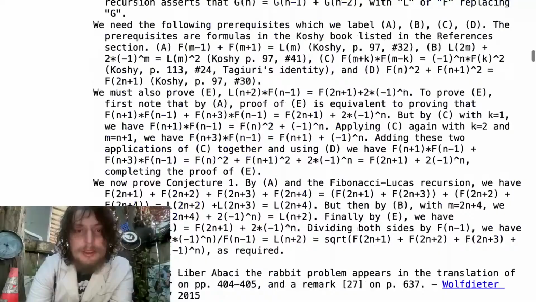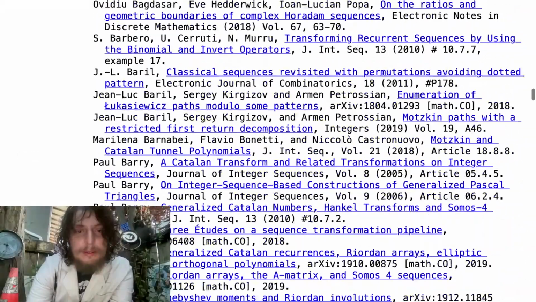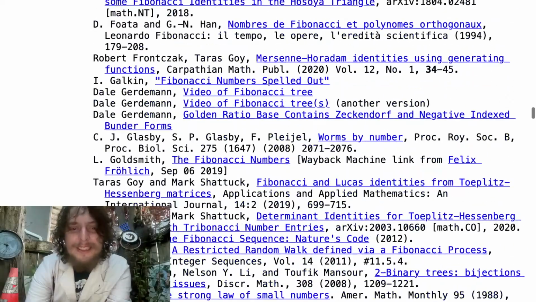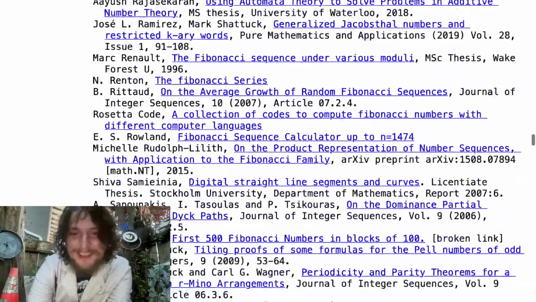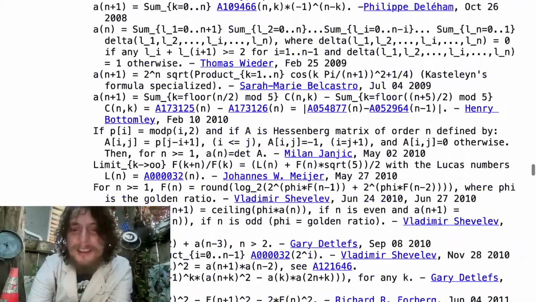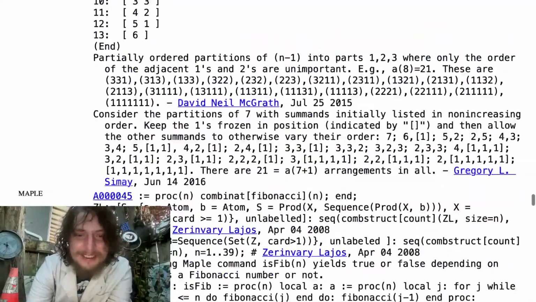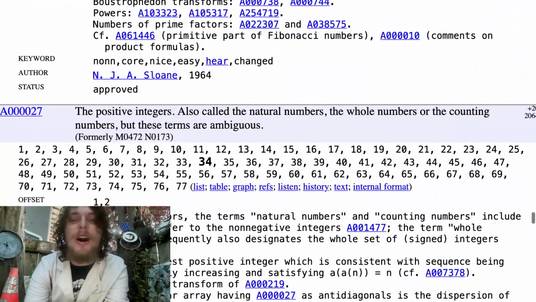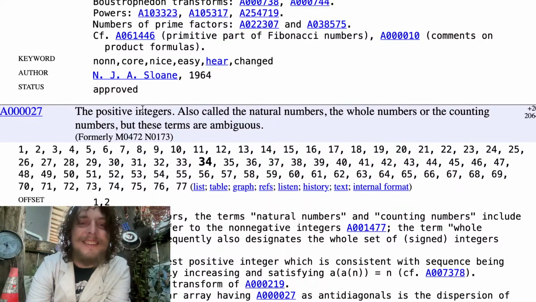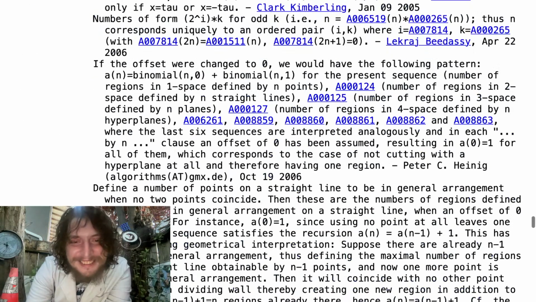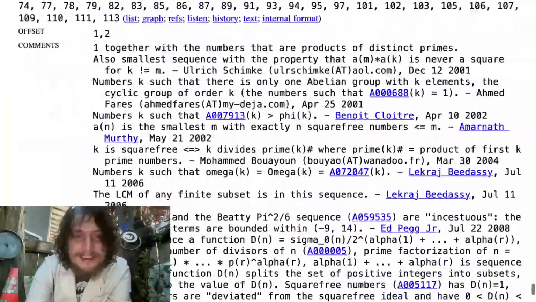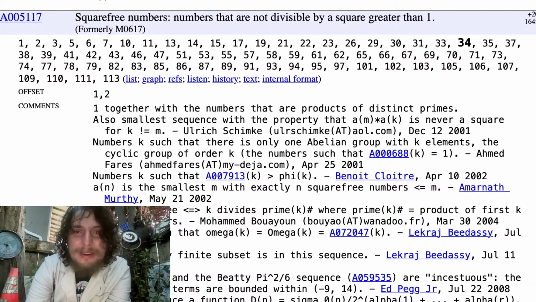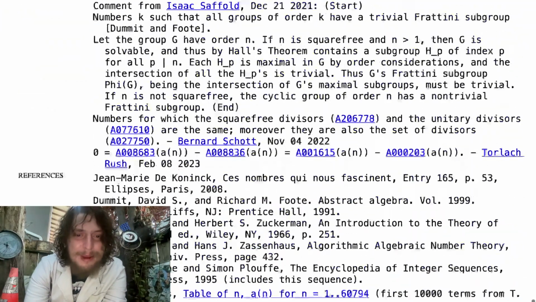What else is 34 part of? There's so many notes on this because of the Fibonacci sequence, so there's just an insane amount of notes about that one that 34 is part of. Okay, it's also the positive integers. I know it's a positive integer. Okay, now square-free numbers that are not divisible by a square greater than 1. There's also a lot of those in the first 100 numbers, so not that remarkable.